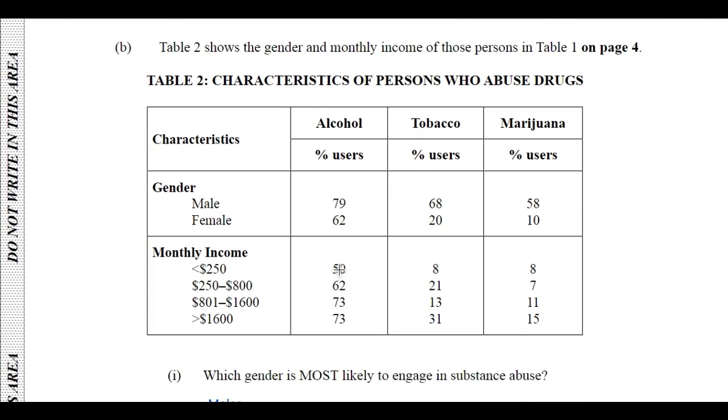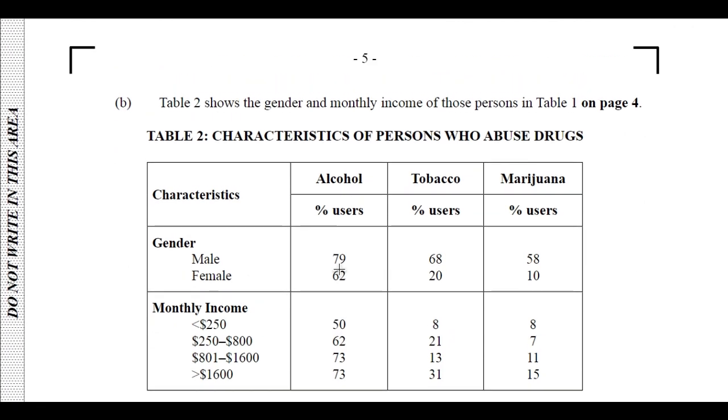Next question. Another table. So again, as per usual, we are going to analyze it. Notice we didn't have to draw a graph this time, yeah? So it's one of those moments when you don't have to do a graph. This table is showing us gender and monthly income of persons in table 1. So it's referring to the people in table 1.